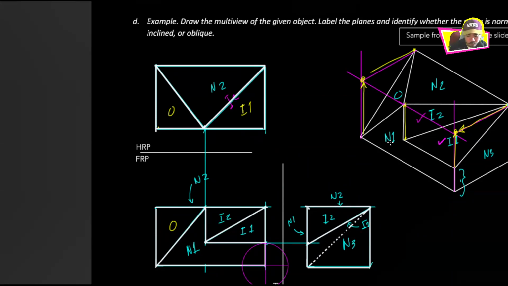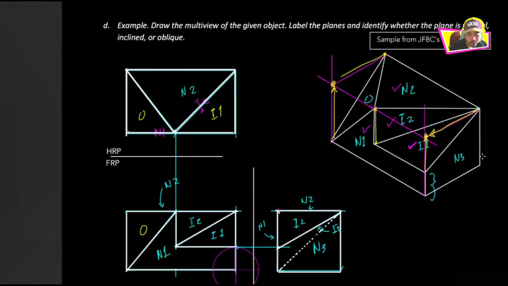Then let's do N1. N1, since this is normal, it should be shown in its true size. And in the two other views, edge view siya. So N1 is edge view here. This is N1. Edge view din si N1 dito. So okay tayo sa N1. N2 is true size in the top view or HRP. Tapos edge view siya here and here. Tama? So N2 is okay. N3 is shown in its true size dito sa PRP. So this one. Tapos edge view siya in the two other views. So this is N3 right here. Edge view, and N3 here is also edge view. Ito, N3. Okay? So okay tayo sa N3.